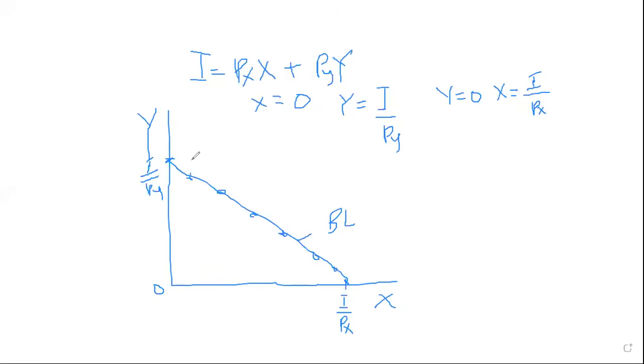Okay, so let's take a practical example where we use figures to generate the budget line. Let's say the consumer has an income of 200, and the price of commodity X is 4, and the price of commodity Y is 5. So this is the budget equation, and you are asked to draw the line of this equation.